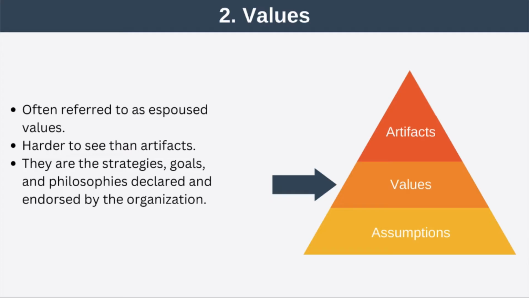So, suppose you have an organizational structure as your artifact. Beneath that, you'll have a set of values that caused you to set up this structure in the first place. So values, often referred to as espoused values, are harder to see than artifacts. They are the strategies, goals, and philosophies declared and endorsed by the organization. These are the reasons why the organization chooses to do things in a certain way, and it's why one particular artifact might look the way it does.